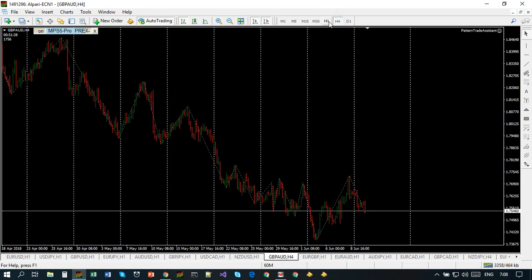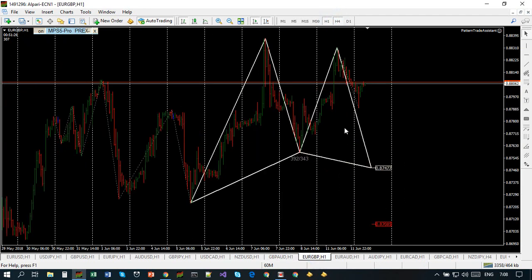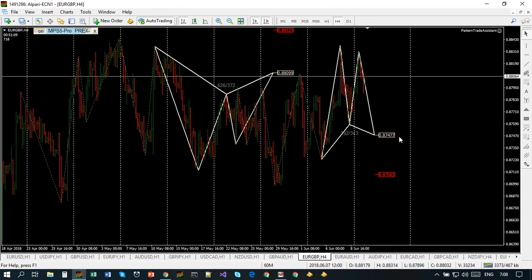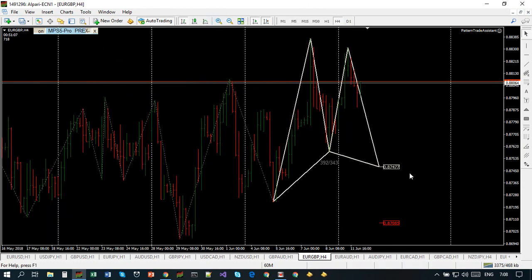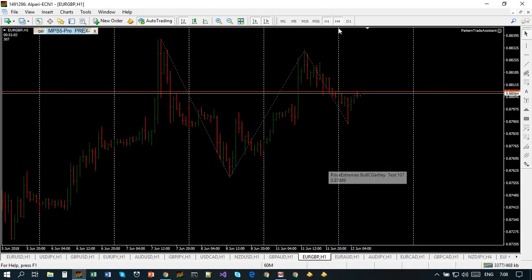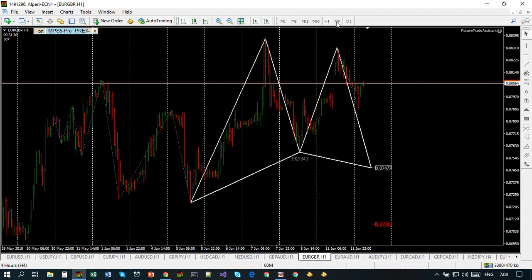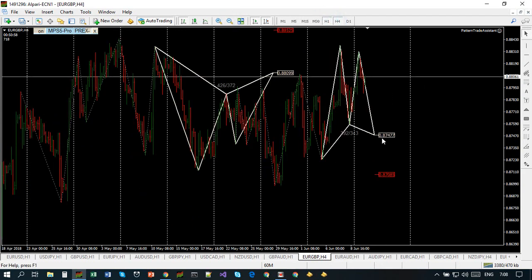Pound Aussie, 1 hour and 4 hour, nothing. Euro GBP, this pattern is very far from completion. Let me take some notes. Euro GBP 1 hour. Okay, now I have it on my radar, and it is basically a 4 hour. It coincides more with a 4 hour rather than 1 hour. Okay, 4 hour pattern. 87.47 is the completion of the pattern.